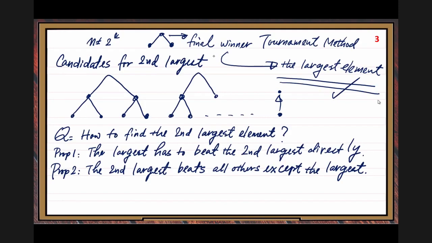Because many players are not qualified to be the candidates for the second largest, right? Many players are not qualified for the candidates for the second place. So we want to eliminate all those players who are not qualified for the candidates for the second largest player. Not qualified. Okay?